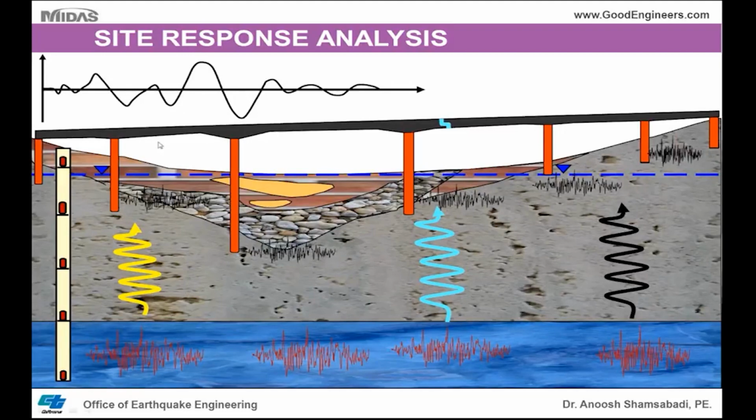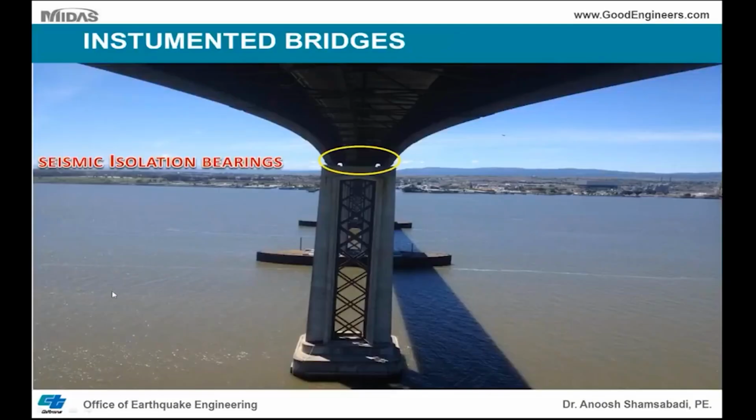So, like I said, we put instruments on the bridge and at various depths within the ground to get the recorded motion. This is one of the bridges where we have done instrumentation. This is, as a matter of fact, the Antioch Bridge. It's been recently retrofitted. We have base isolation, and the advantage of using base isolation is that you limit the force that goes to the column and to the foundation.